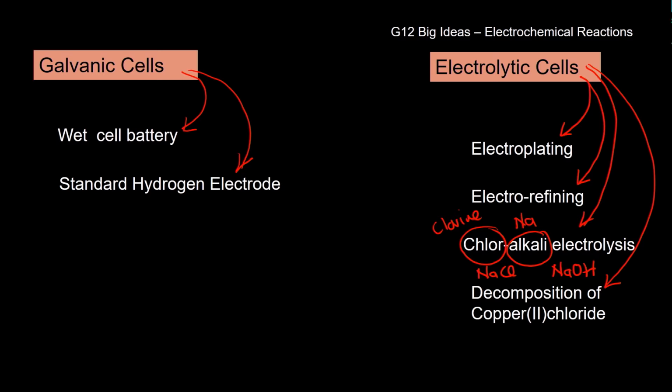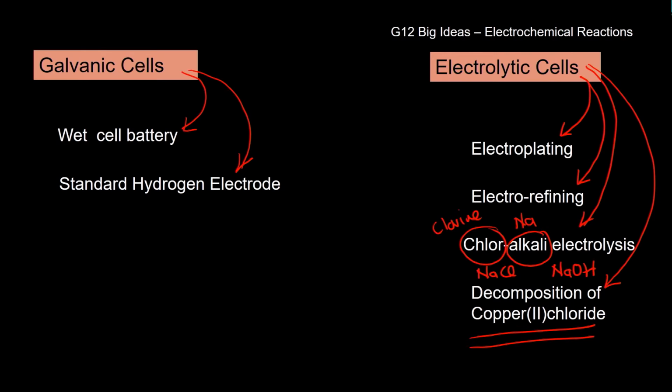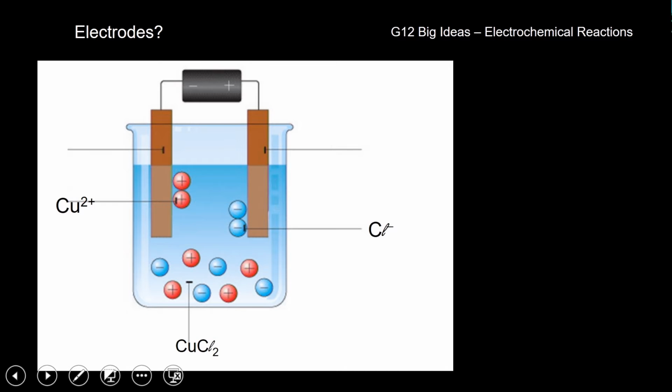I really don't have time to go through all of them, but what I do want to try and do today is have a look at the decomposition of copper chloride, and then if we have time, we'll have a look at electroplating. So let's move on to this picture that I have here. We can see immediately that this is an electrolytic cell, and the thing that gives it away is the battery. Because we know that in the electrolytic cell, we need an external energy source, and so electrical energy is being transferred into chemical potential energy.